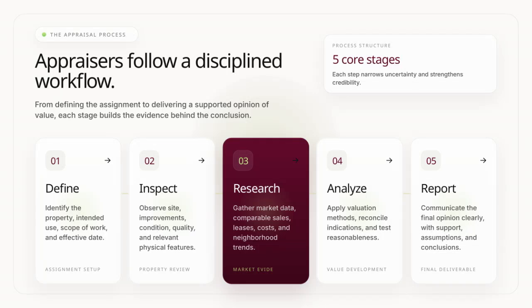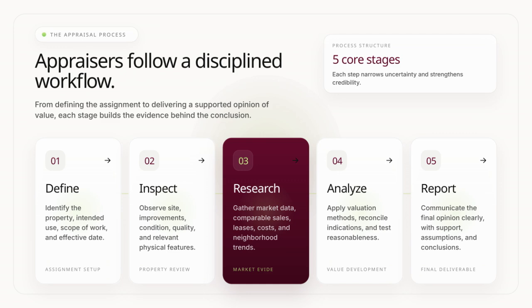The appraisal process is a disciplined workflow that appraisers follow carefully to ensure accuracy and credibility. It starts with defining the assignment, which means identifying the property, its intended use, the scope of work, and the effective date. This initial step sets the foundation for the entire appraisal. Next, the inspector visits the property to observe site conditions, improvements, overall quality, and any physical features relevant to the valuation. This first-hand review is critical to understanding the asset fully.